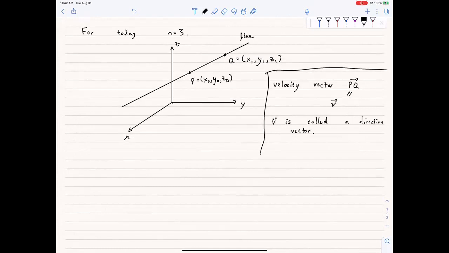And if we wanted to write this out in component form, that's quite easy. Again, we just take the difference of the endpoint Q with the initial point P. So I just have to take it coordinate by coordinate. Okay, so I get a direction vector. Let's draw it.